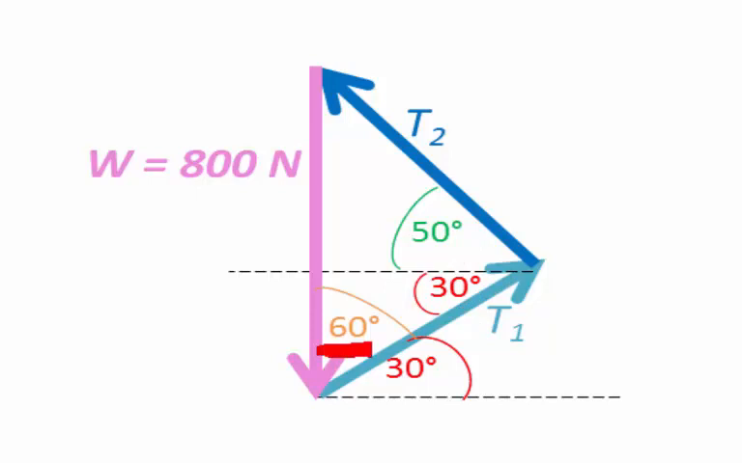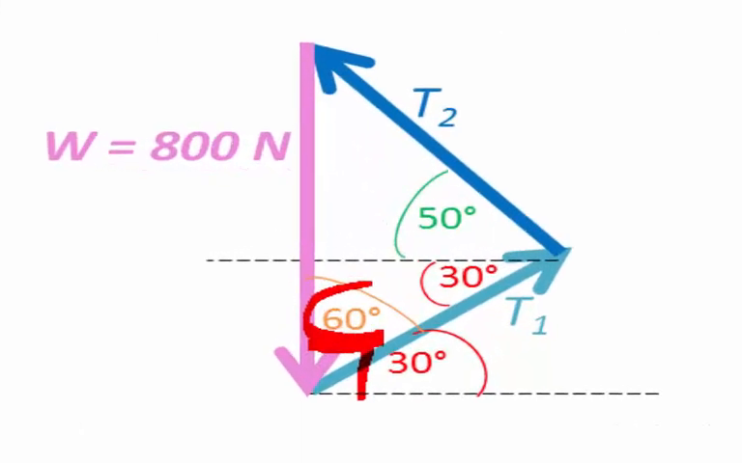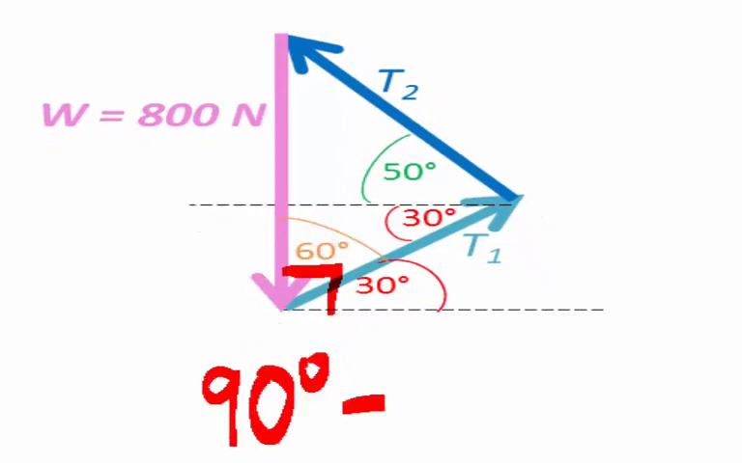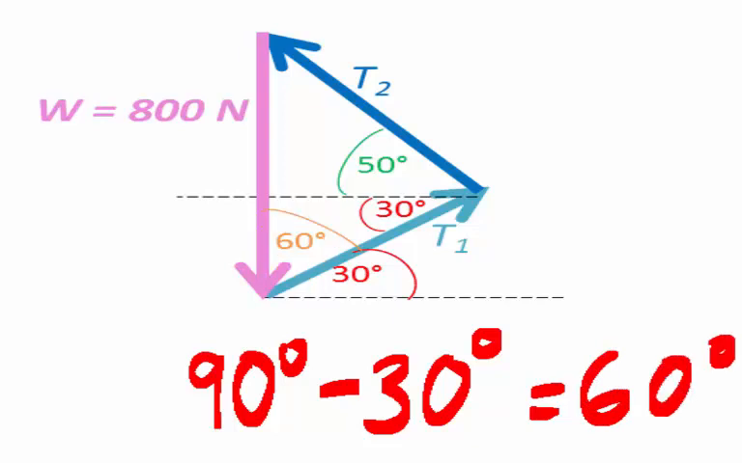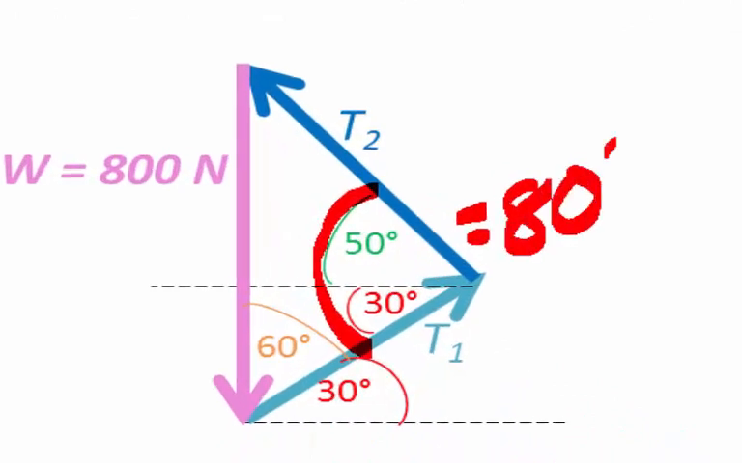We know that this is a right angle triangle. How do we know? Because the weight must always be vertically down, and this construction line was to the horizontal. So they have to be at right angles to one another. So this has to be 60 because the whole here is 90. Take away this 30, and that leaves us with 60 there. So there's another angle we know. Then we see that these two together equal 80. 50 plus 30, 80 degrees.